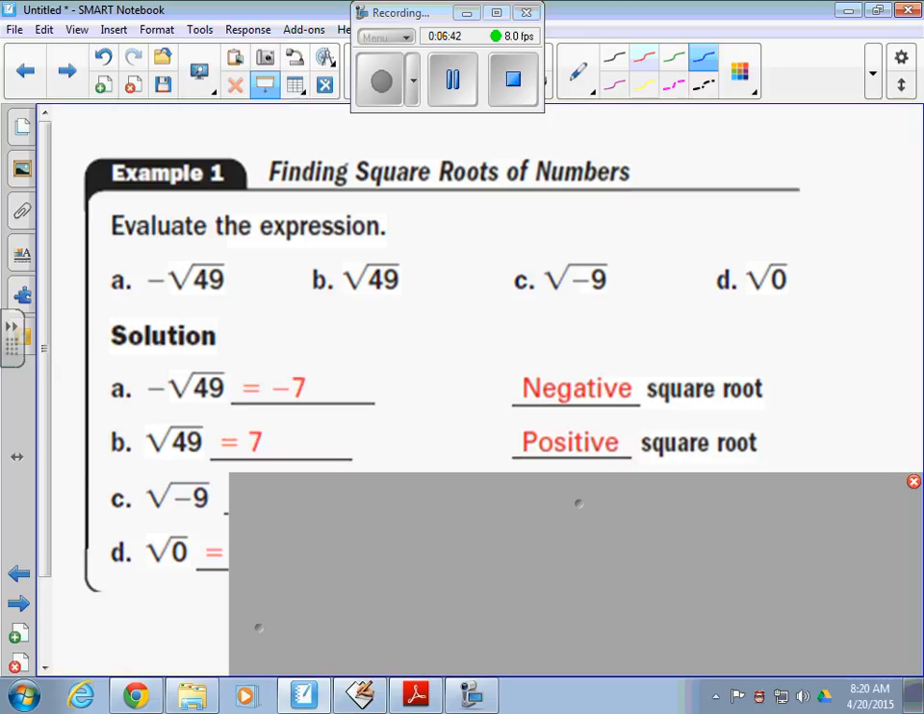Now this next one says the square root of negative 9. Notice how this one's different from A. The negative was outside of the radical for A. This time it's inside. What number times itself gives you negative 9? Think about that one for a minute. The number 3 should come to mind. You're thinking on the right track if 3 comes to mind, because 3 times 3 does give you 9. But what number times itself gives you negative 9?